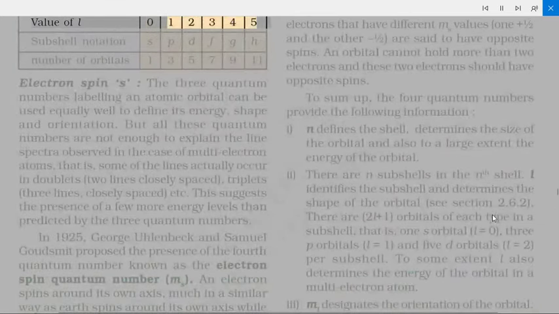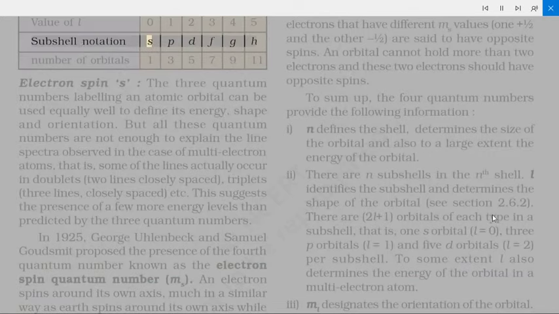Value of l: 0, 1, 2, 3, 4, 5. Subshell notation: s, p, d, f, g, h. Number of orbitals: 1, 3, 5, 7, 9, 11. Electron spin, s. The three quantum numbers labeling an atomic orbital can be used equally well to define its energy, shape and orientation.